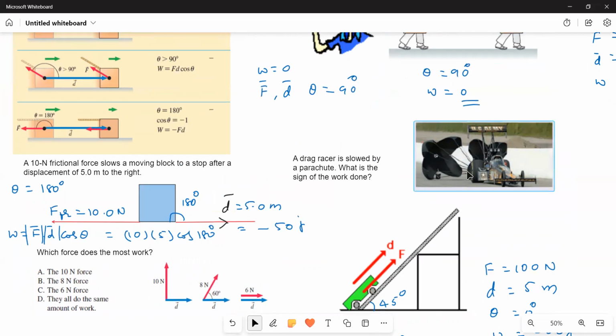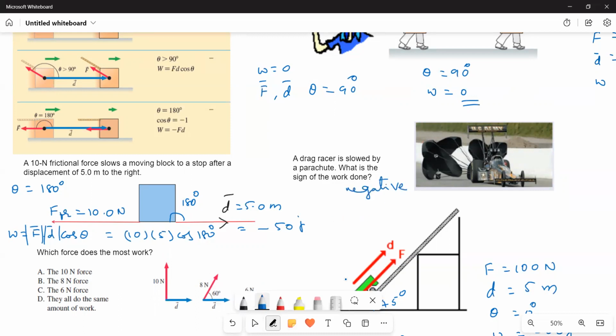Here is another example. A drag racer is slowed by a parachute. What is the sign of the work done? Here, the drag racer is moving in the forward direction, and the parachute is dragging the drag racer backwards. So the work done by the parachute is negative. Here I will write negative.